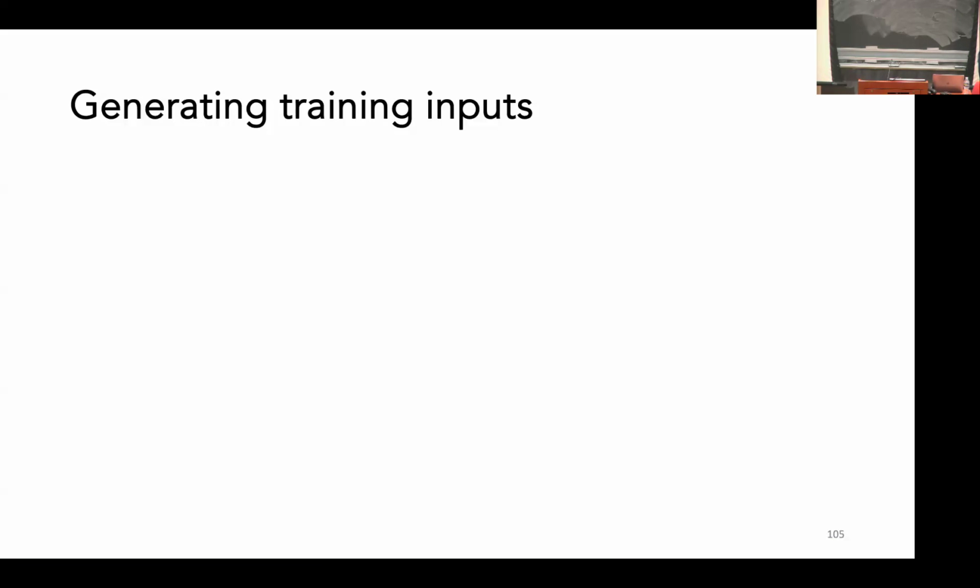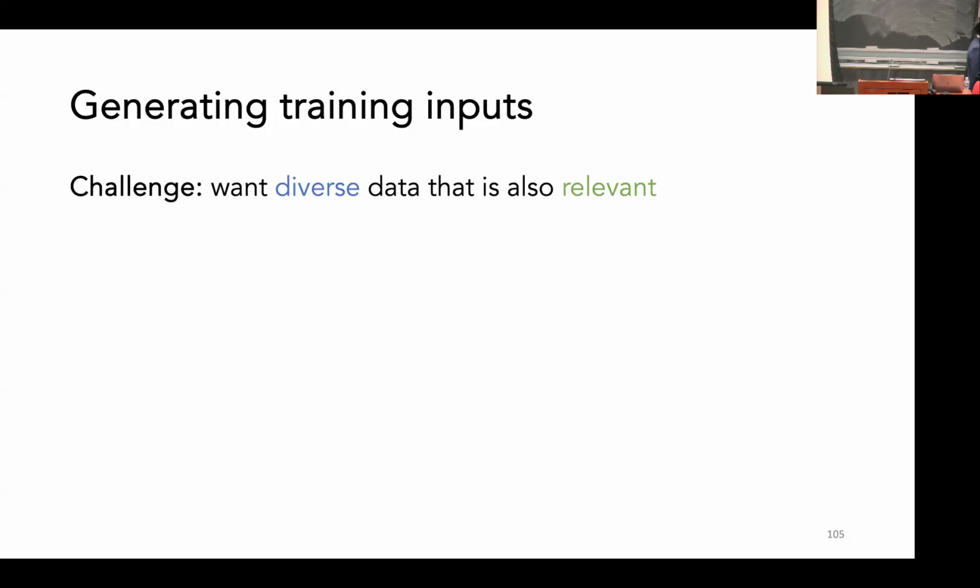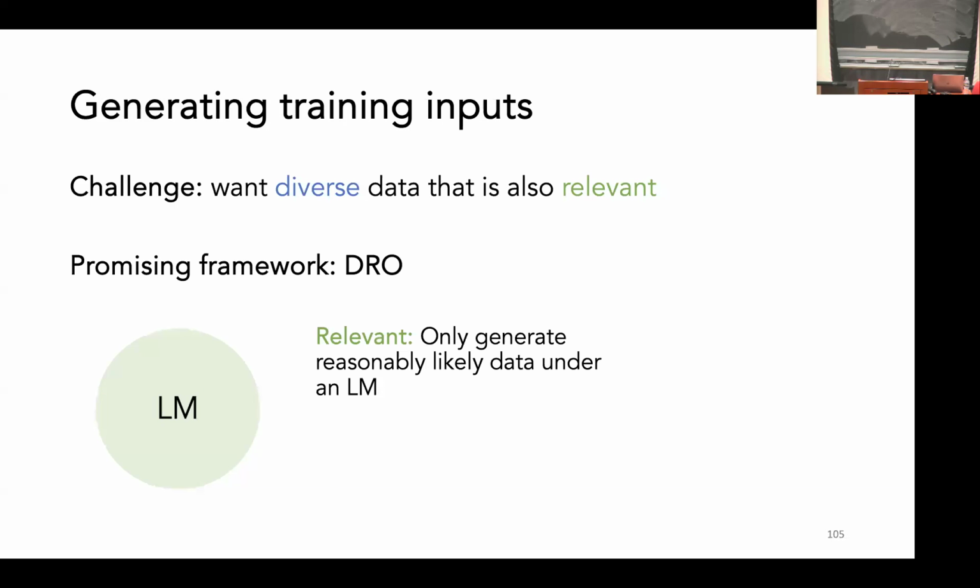So to go into this a little bit further, an example challenge in generating training inputs is in generating diverse data that's also relevant. And a promising example framework here is using DRO for this task. So in DRO, we need to define a set of distributions over which to maximize. And this is a natural way to think about a relevant set of data. So let's say we use a language model to define this relevant set of distributions. We'll only generate reasonably likely data under a language model. So this gives us a definition of a set of distributions to maximize over.